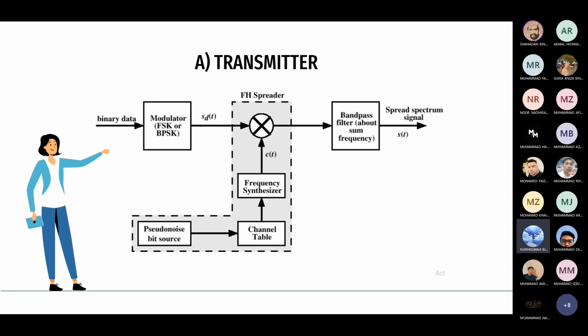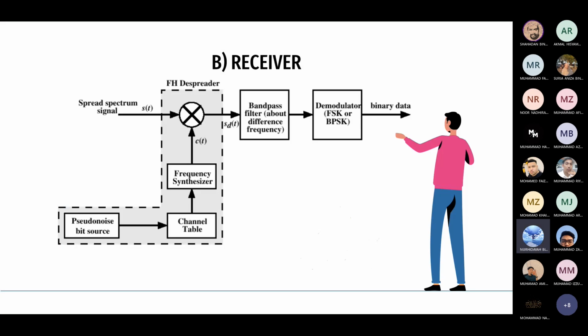Hello? Dengar? Okay. I'll be explaining the transmitter and receiver of the frequency hopping spectrum. So here is the transmitter. The binary data is processed through the modulator as the frequency is spread and produces a spread spectrum signal. This is the receiver. The signal is passed to the receiver, which then despreads the signal frequency through the demodulator, converting the signal back to binary data.